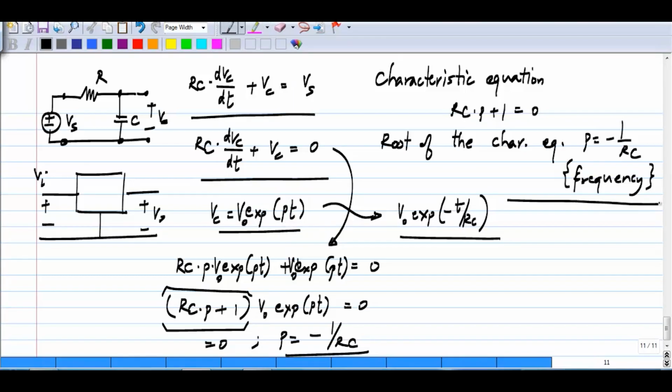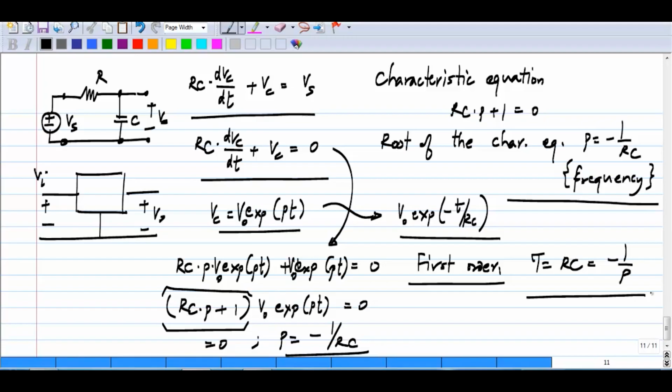Then we see that the time constant in a first order case, the time constant tau, which is Rc, is minus 1 by p. Minus 1 over the root of the characteristic equation. So we can use this in general for higher order equations also, as we did for the second order equation. We've already found the solution to the second order equation. Here I am trying to relate it to the first order case so that we get some more insights into our solutions.